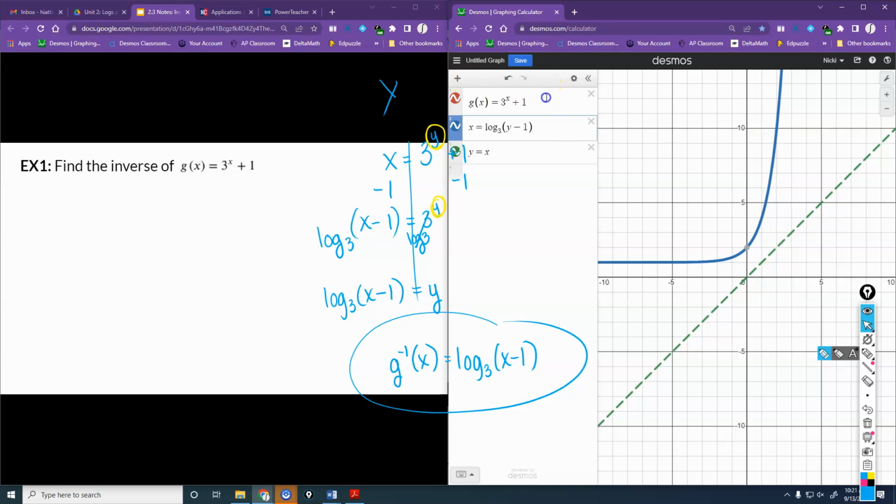They should be the same graphs. The red graph and the blue graph are now the same graph. So that lets me know, oh yeah, definitely these are inverses. Let me show you what that looks like if it's wrong.